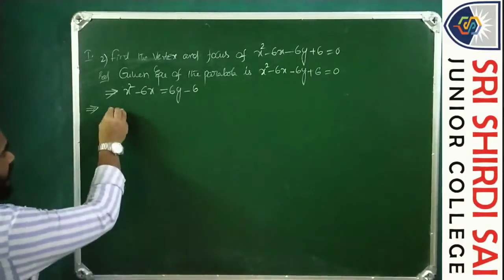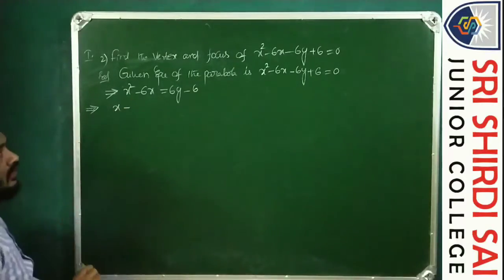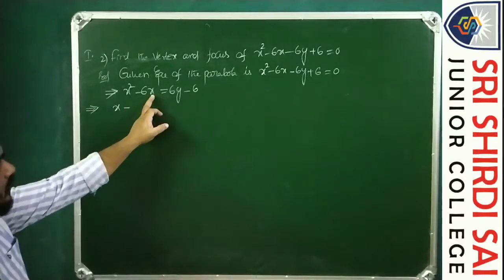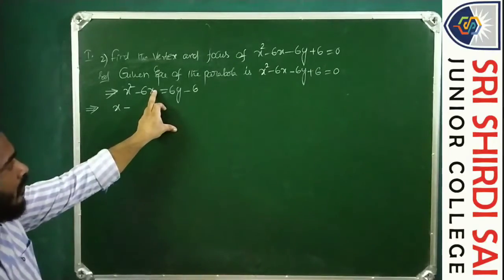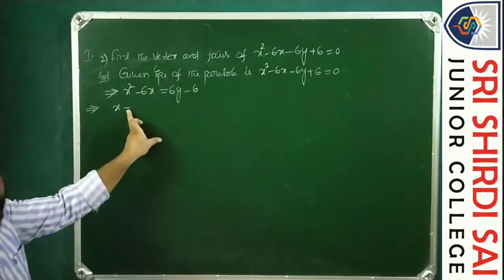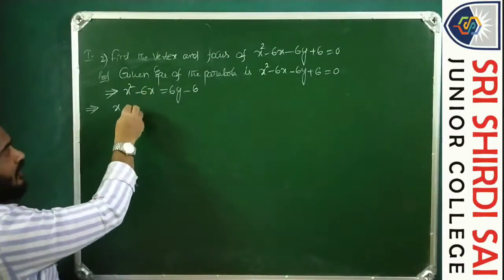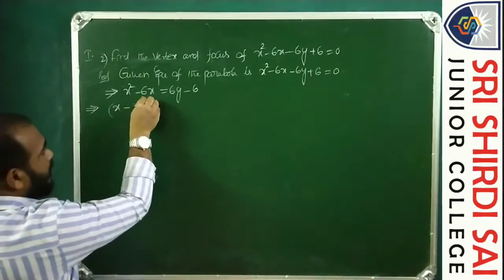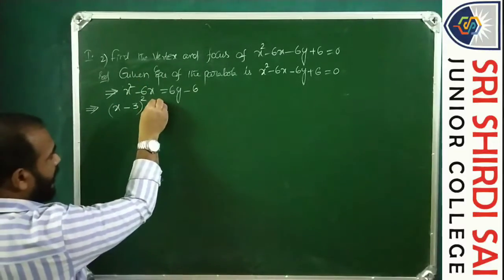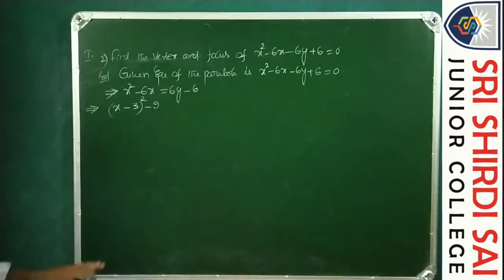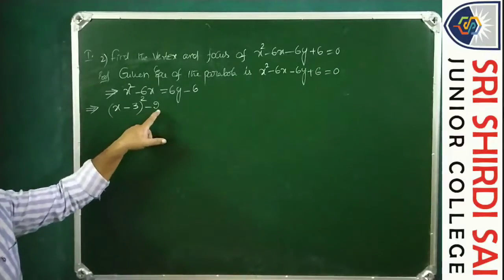X square minus 6x: x minus, if plus is there, the same plus you write; if minus is there, minus. The coefficient of x is what I am talking about. Whatever the sign of this x coefficient, the same sign you take. What is the coefficient of x? 6. Half of that, 3. Complete the square: minus whatever you have written here, you square it. 3 square, 9. So now the equation is balanced. (X minus 3) whole square minus 9 is this only.